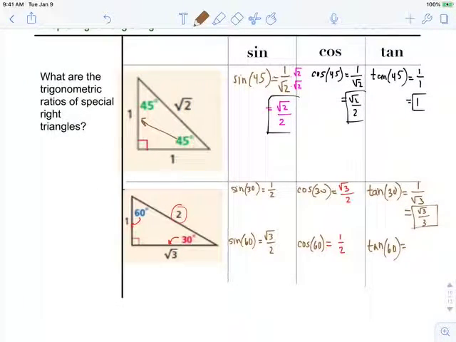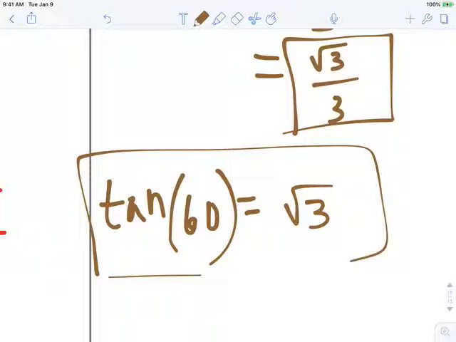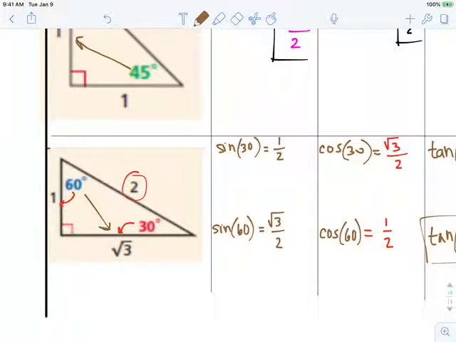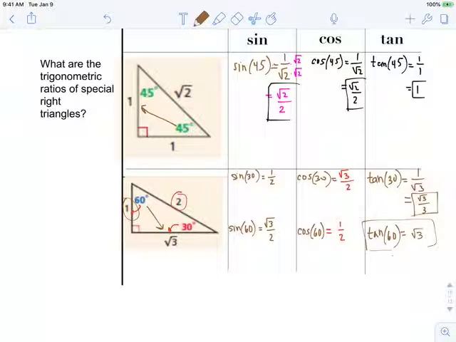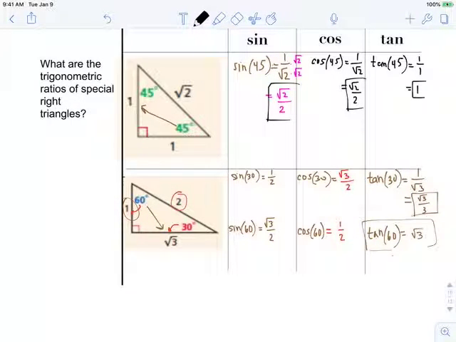Tangent of 60, so that is opposite over adjacent, so that's just what? Square root of 3. Opposite, adjacent, square root of 3 over 1. Okay? Good with that? If not, you need to ask. Right? This is the foundations. This is just the beginning. Well, we've used all this time, so we might as well use a little bit more.